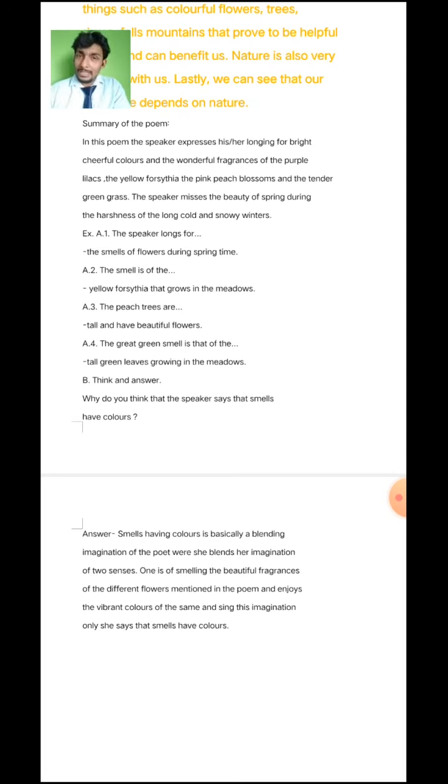The first flower that I have mentioned is purple lilacs. Next is yellow forsythia. Next is pink peach blossoms. And finally, tender green grasses. My dear students, in the whole poem, in different stanzas, we can see the names of these plants and their appearances that have been beautifully described by the poet.